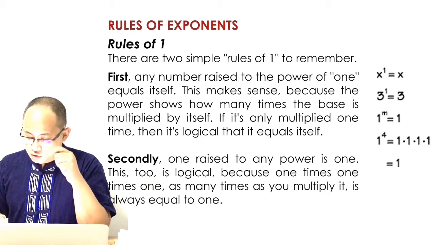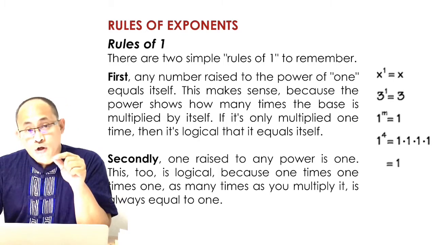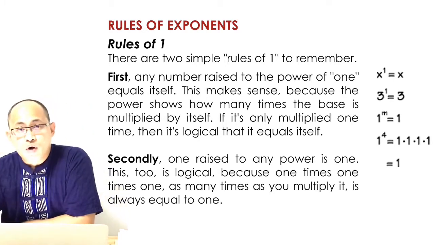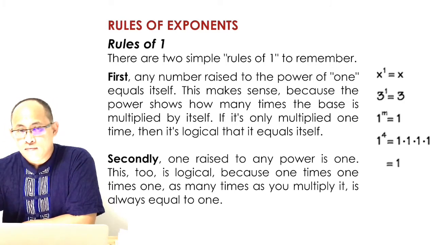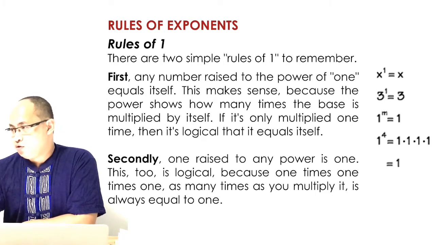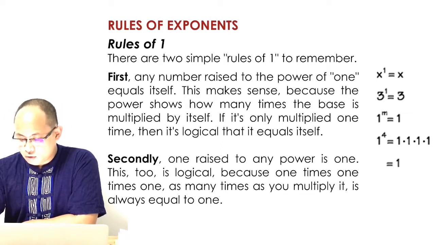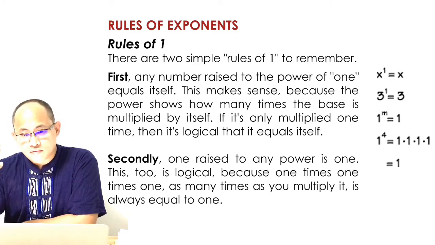Now we have certain rules when we try to solve using rules of exponents. The first one is the rule of 1. It means any number that you multiply by 1 gives you the same number. It's like a mirror. When you consider 1 as a mirror, when you look at it, all you can see is yourself. So therefore, any number that is raised to the power of 1 gives you the same number.